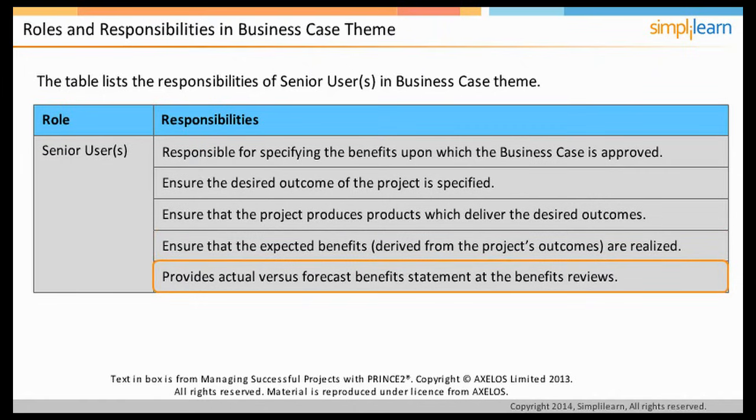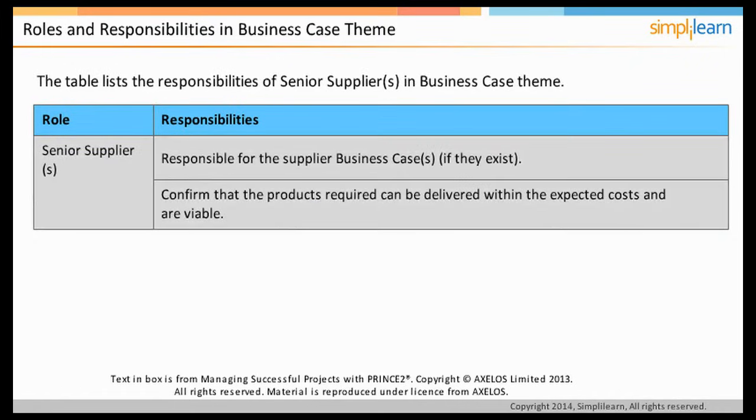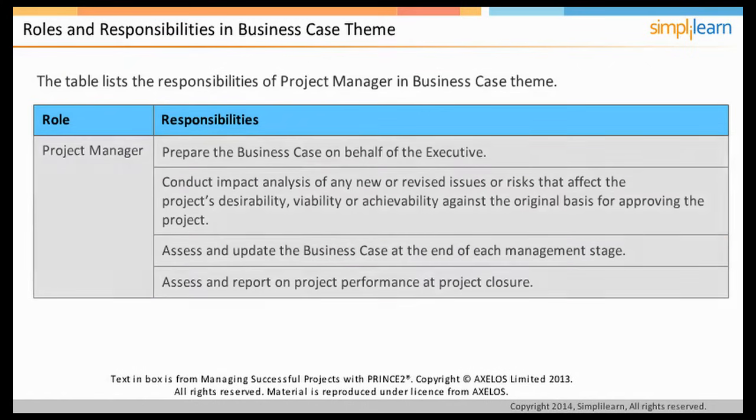Senior supplier is responsible for the supplier business case if they exist, and confirms that the products required can be delivered within the expected costs and are viable. The project manager prepares the business case on behalf of executive and conducts impact analysis of any new or revised issues or risks that affect the project's desirability, viability, or achievability against the original for approving the project.